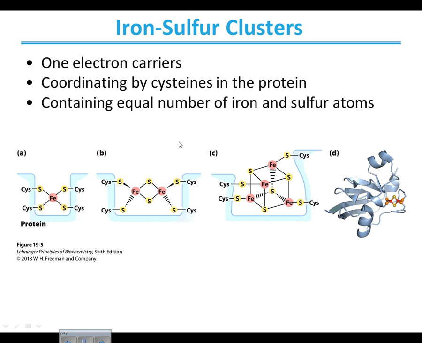Now we need to look at the iron-sulfur clusters. Again, these are going to be capable of carrying 1 electron at a time, and they're also going to be bound to cysteine residues within the proteins. These are not hemes. They are simply iron molecules that are clustered together with sulfur molecules.